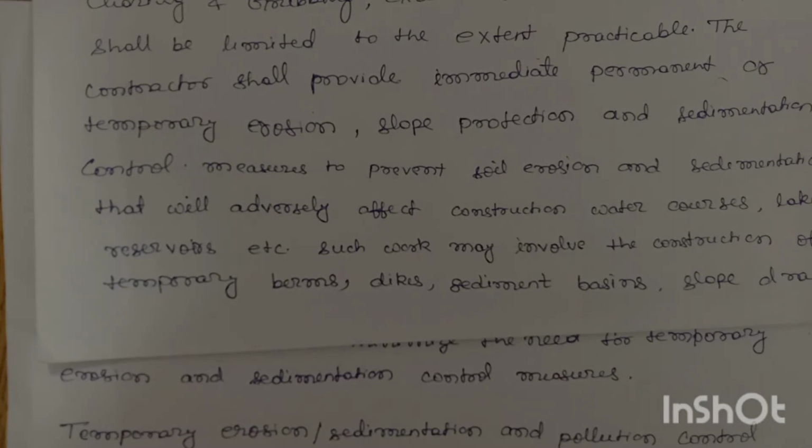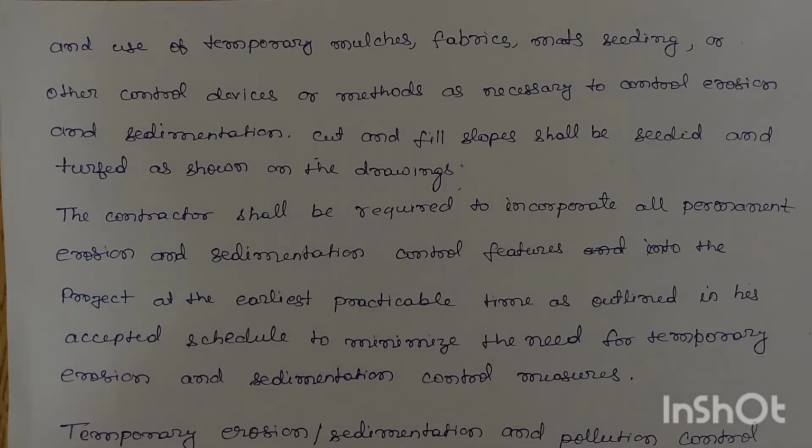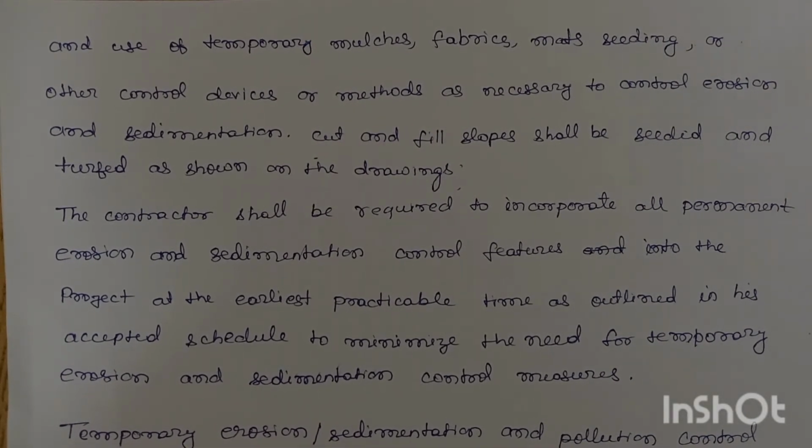Such works may involve the construction of temporary berms, dikes, sediment basins, slope drains, and use of temporary mulches, fabrics, mats, seeding or other control devices or methods as necessary to control erosion and sedimentation. Cut and fill slopes shall be seeded and turfed as shown on the drawings.